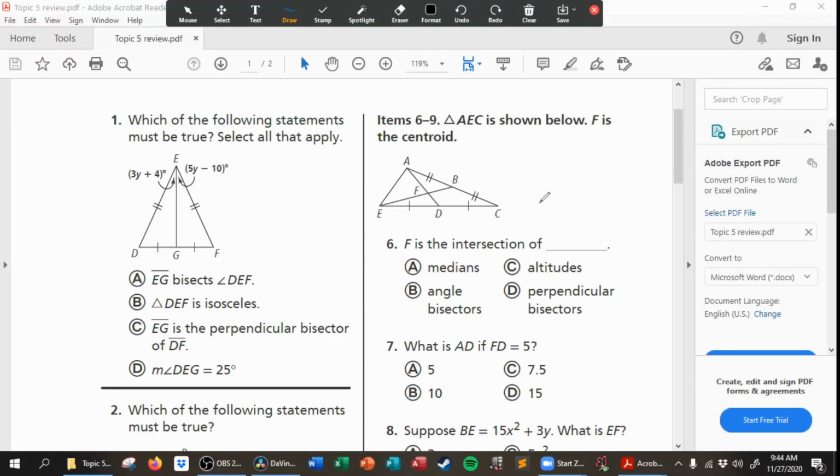Alright guys, let's get started on this. This is the topic 5 review. When we get back from fall break, we have our test on topic 5, the second class meeting, not the first. The first, we're going to have review and writing assignment time.